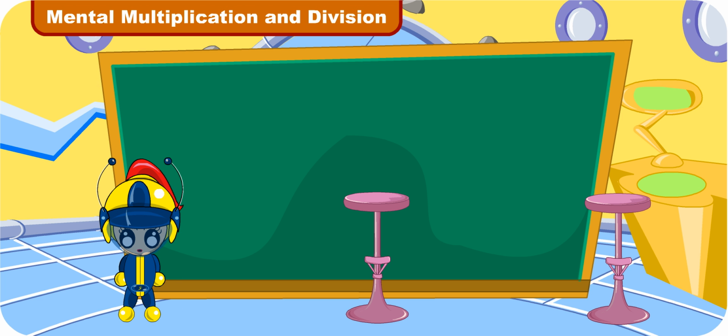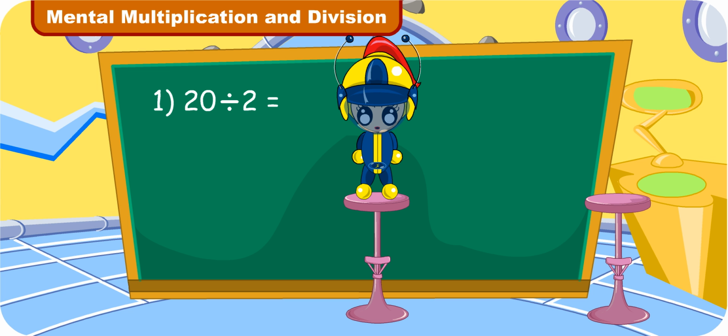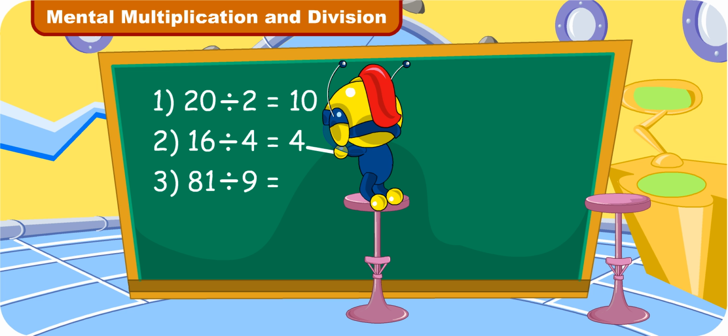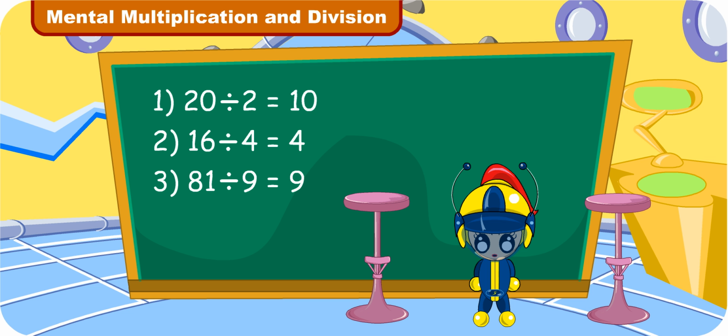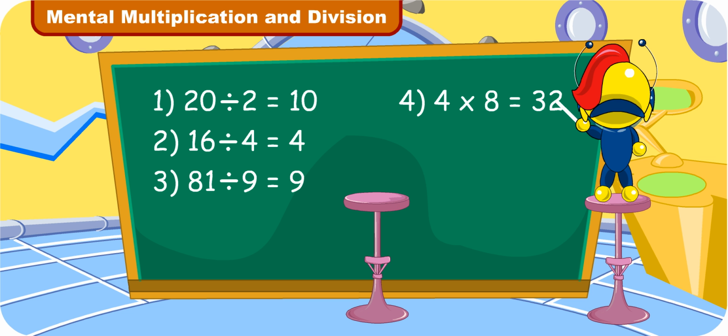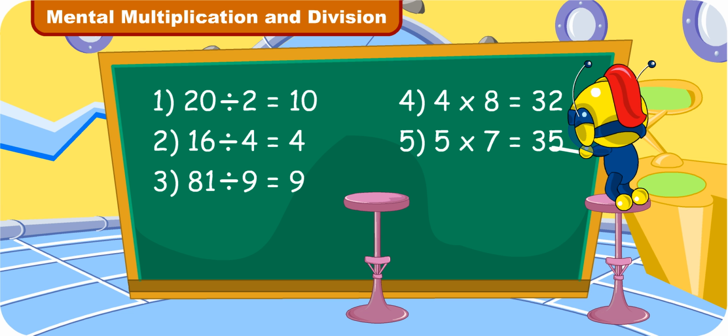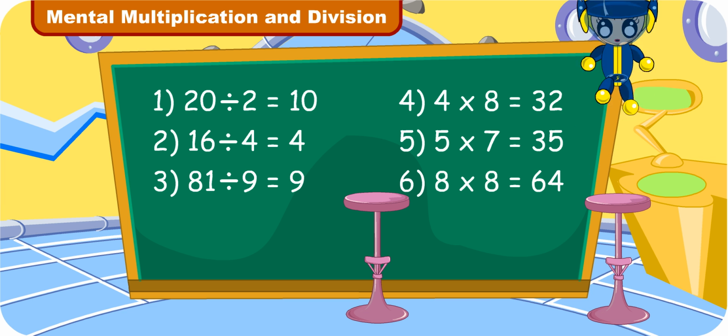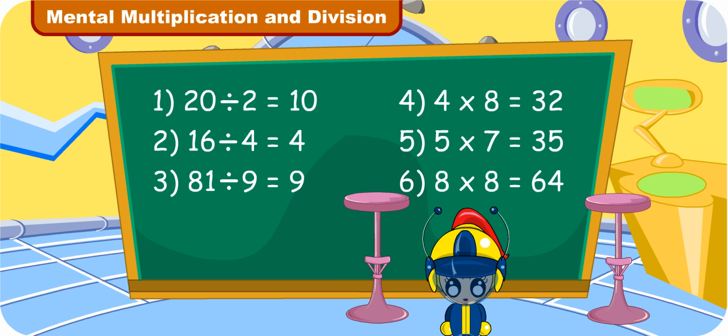So Turbo Girl, do you think you can do mental multiplication and division? I am not sure, but I am willing to try them. Good. Let's do some mental calculations again. I'm ready. 20 divided by 2, 16 divided by 4, 81 divided by 9, 4 times 8, 5 times 7, and 8 times 8. All correct. This is great.